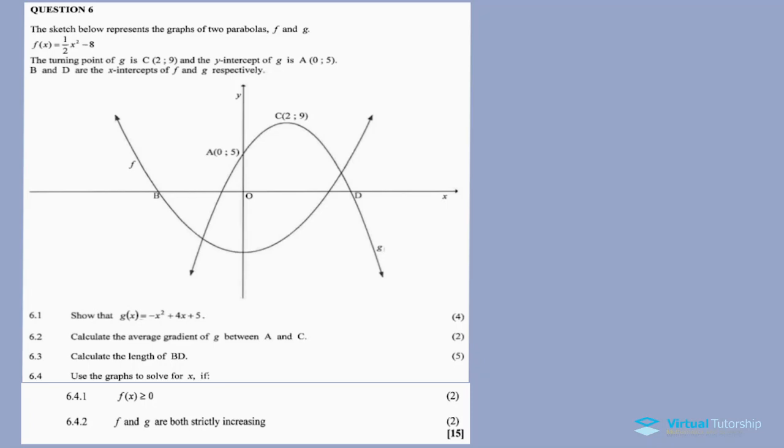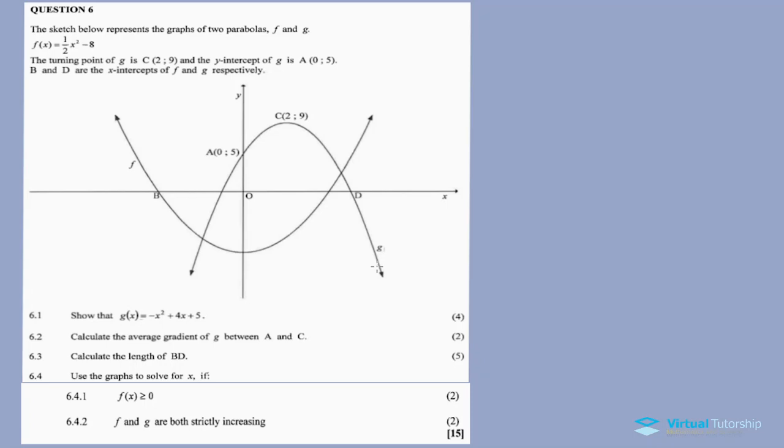All right, now in this video I have a question on our functions. Two parabolas on the same system of axes, one concave up, graph f, and the other concave down, graph g. This question 6 comes from the November 2015 question paper.